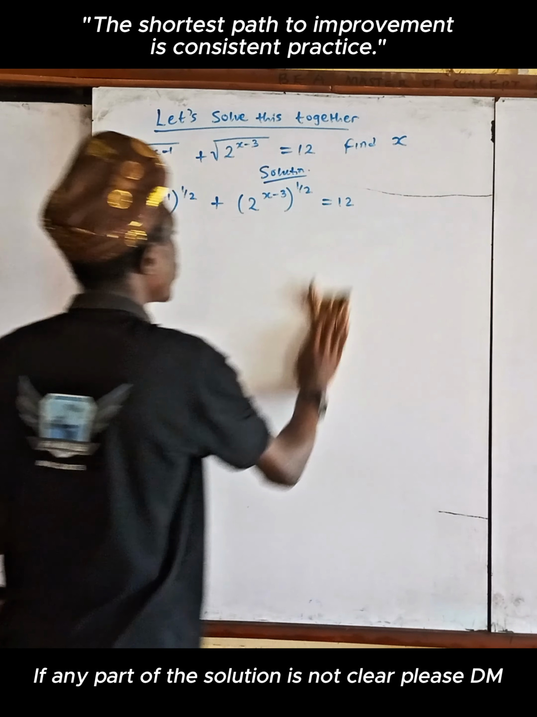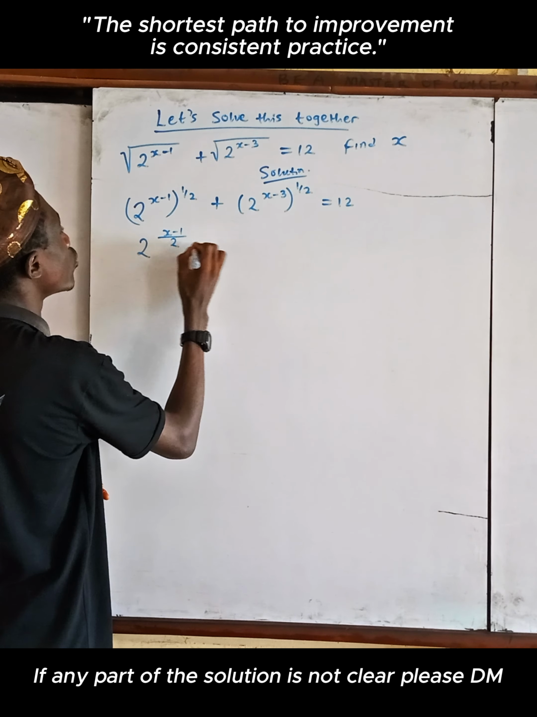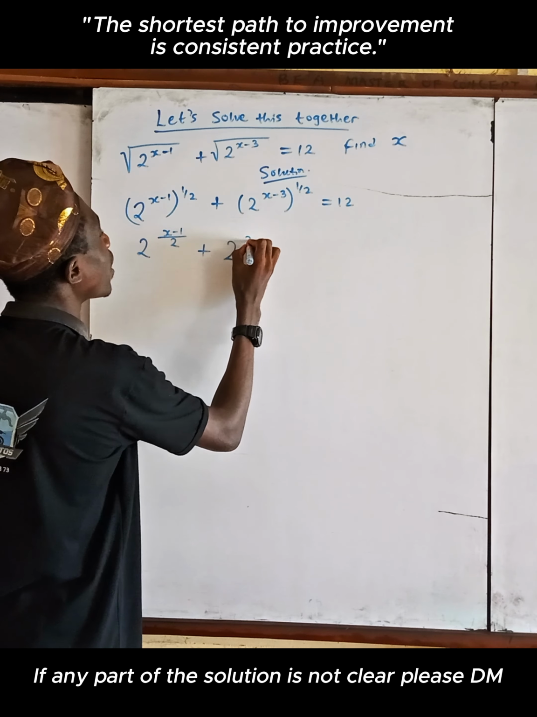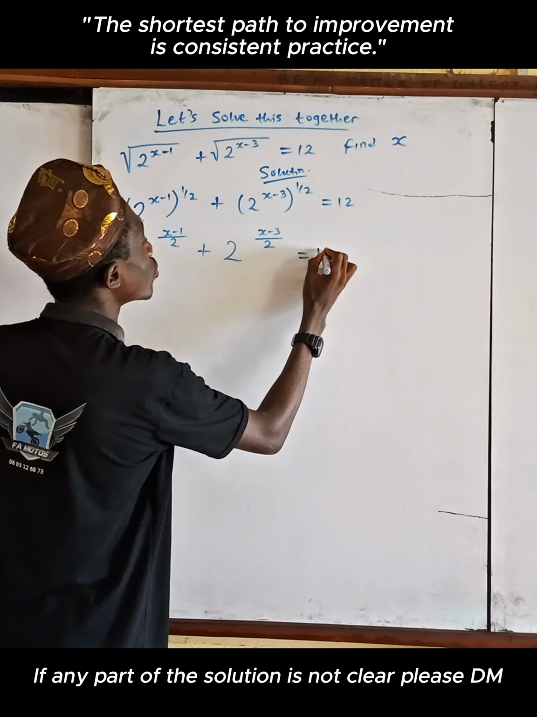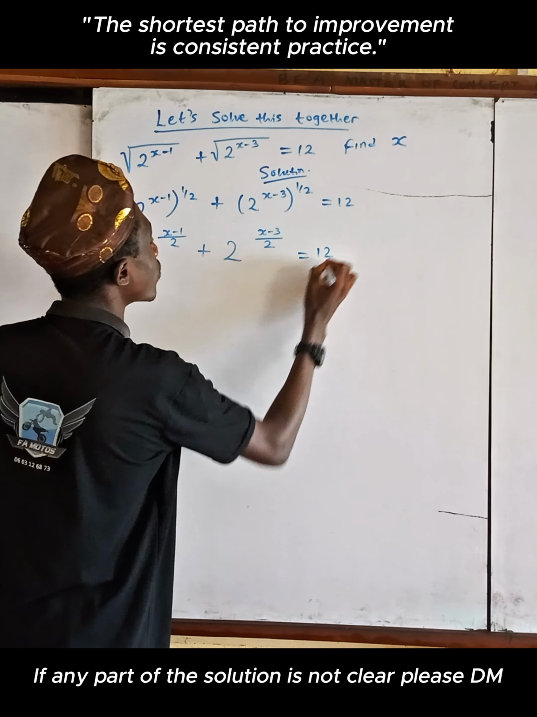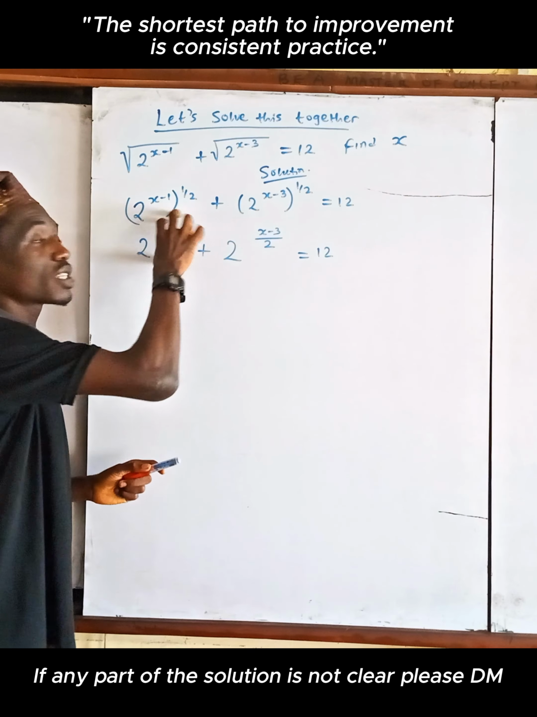Alright, let's go back to our question. We have 2 raised to power x minus 1 all over 2 plus 2 raised to power x minus 3 all over 2 is equal to 12. Don't forget, I've done this type of question, probably in a video before this video that you are watching now. Whenever you come across this type of question, all you have to do is find a way that you are going to make this something like this or make this something like this.